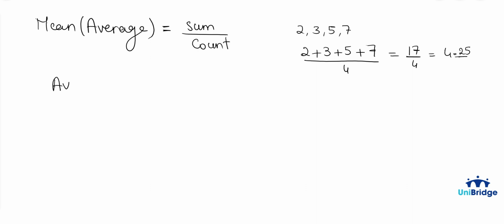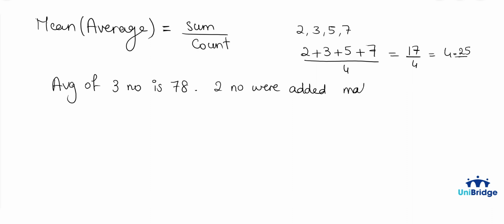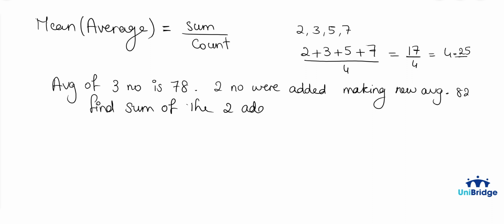Some of the questions may look like this. Let's say the average of 3 numbers is 78. And let's say 2 more numbers were added, making the new average 82. Find the sum of the 2 added numbers.